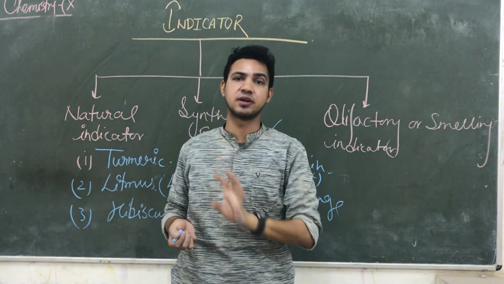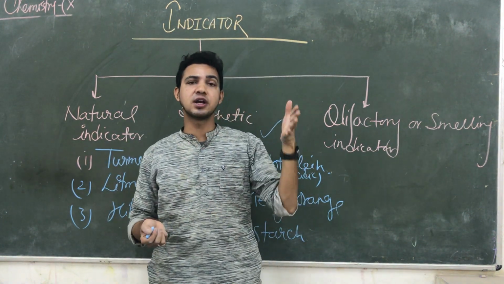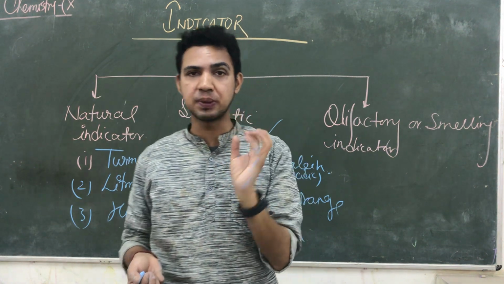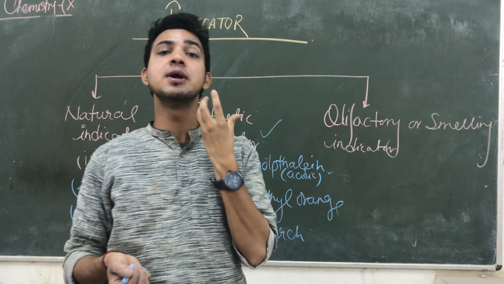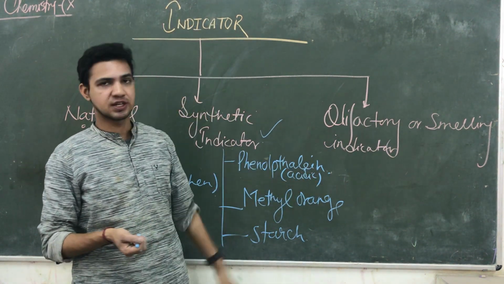Generally phenolphthalein is colorless, but when phenolphthalein comes into contact with base, it immediately changes its color. It converts from colorless to a pink color. It generates a pink color when it comes into contact with the base. So it is a basic indicator.